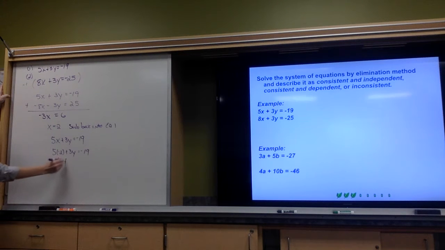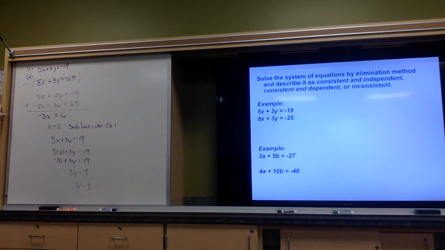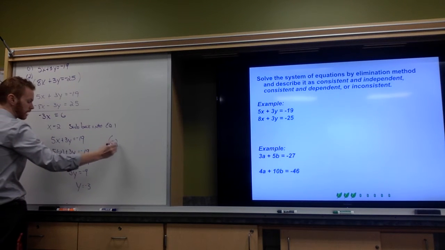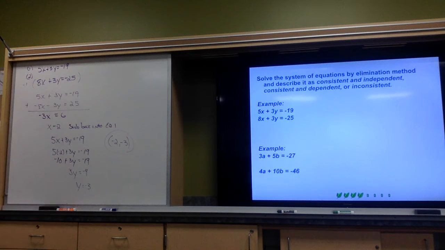So -10, that becomes... Okay. I'm going to add 10 over to the other side, and then divide by 3. I get -3 for that. So my solution, both of these lines intersect at -2, -3. Okay.